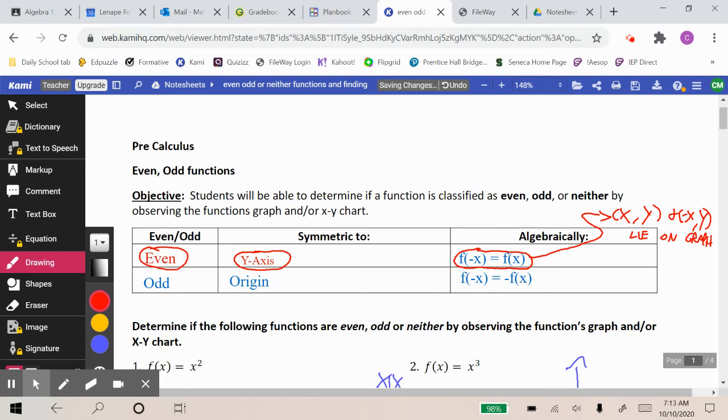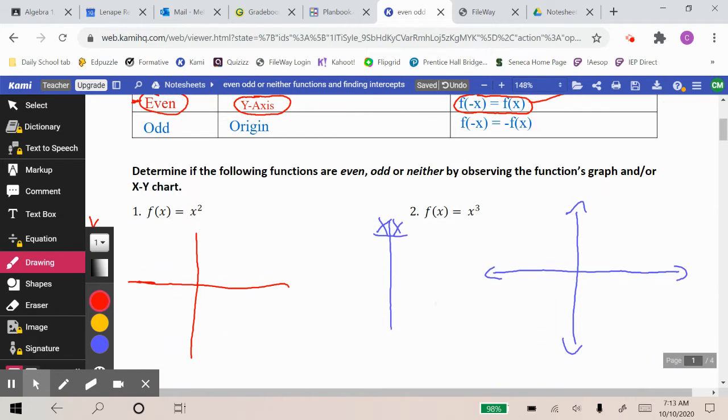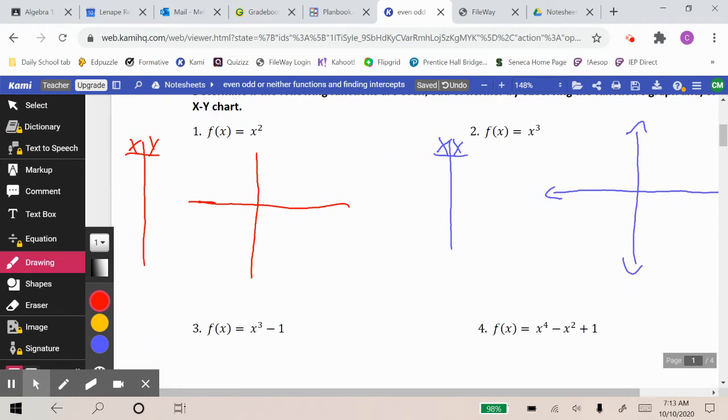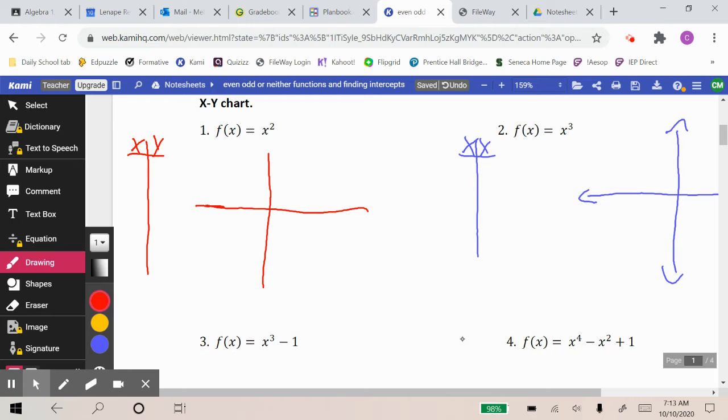And I'm going to go down and show you a first example. Why is it called even? If you look at the first example, x squared, I know this is a parabola and it's symmetric to the y-axis. It has an even exponent. Here's what I mean by that: (x, y) and (negative x, y) lie on the graph. A good test is, if I just put 1 and negative 1 in, I'm going to get the same y value. 1 squared is 1.